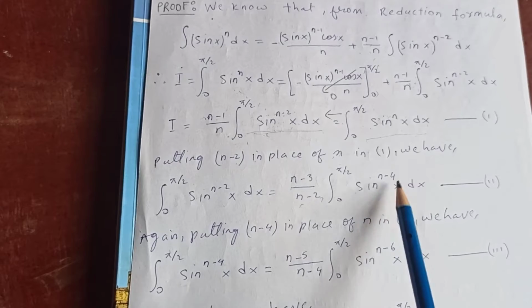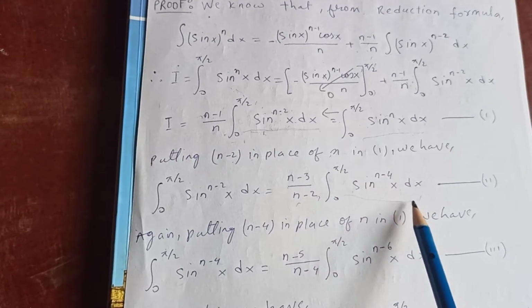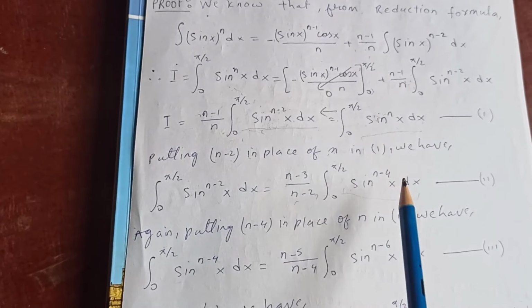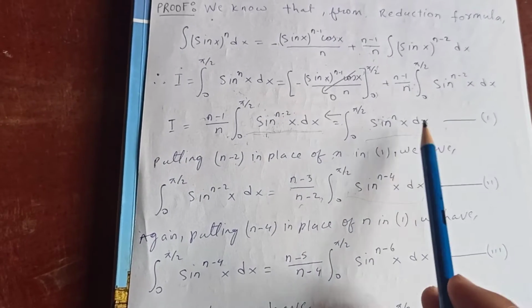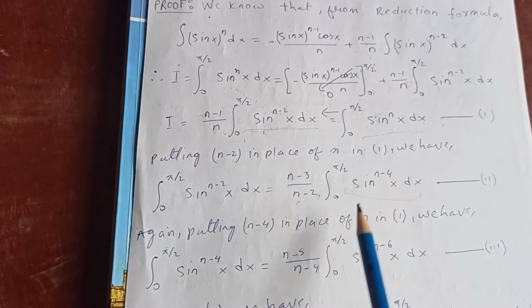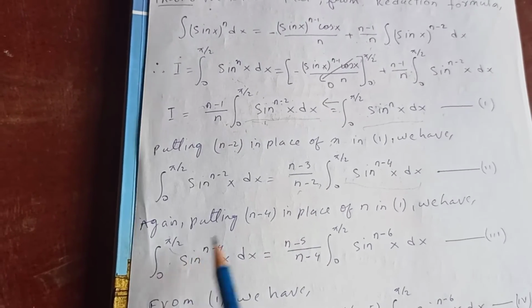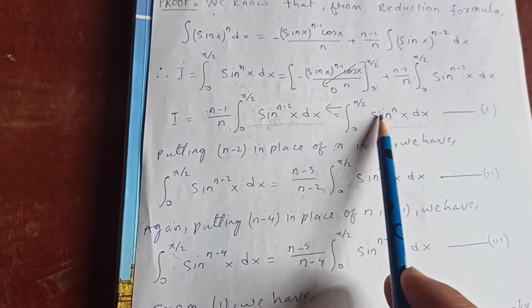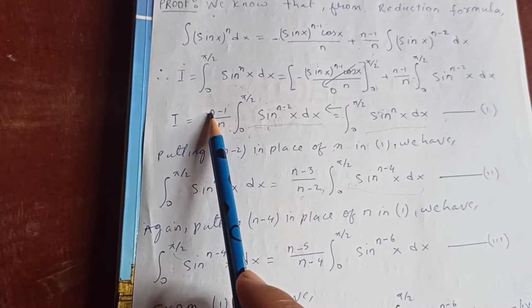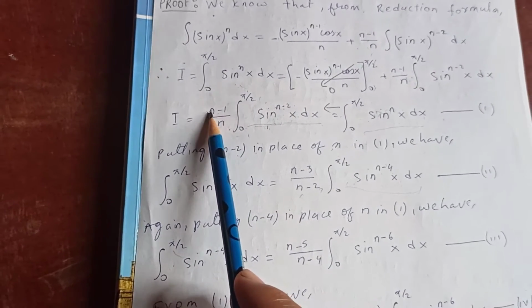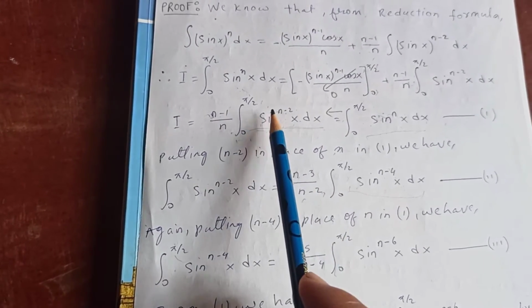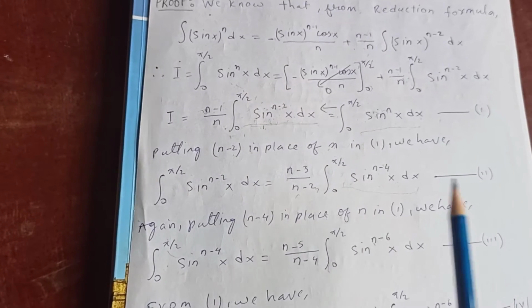If you put again in equation 1, n equal to n-4, you will get the integral from 0 to pi/2 of sin^(n-4) x dx is equal to (n-5)/(n-4) times the integral from 0 to pi/2 of sin^(n-6) x dx.